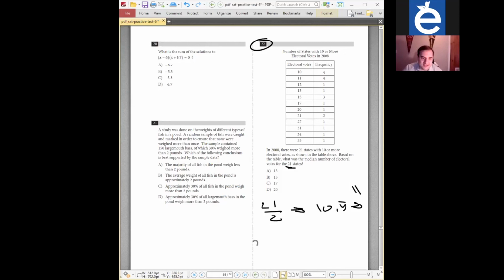By the way, let's say there was 20 pieces of data. If we get an even number, then it is the average of the 10th piece and the 11th piece. But if we get something .5, then we just round up. So we are looking for the 11th piece of data. Well, where is the 11th piece of data? This is data 1 through 4. This is data 5 through 8, 9, 10, and then 11 is in 15.